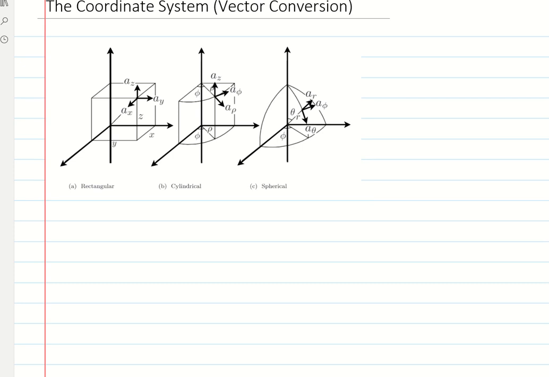Okay, now that we're done converting, we know how to convert a point from rectangular to cylindrical, rectangular to spherical, and vice versa. Now, how about if we want to convert a vector from one coordinate system to another? Before we do that, note that when we are transforming from one coordinate system to another, we don't change the position of the vector or the point. It's still the same point.